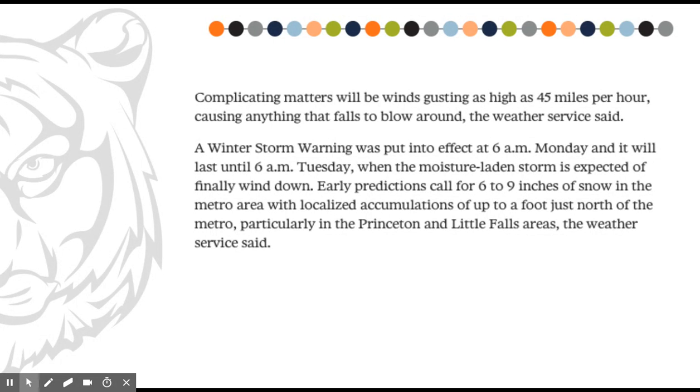Complicating matters will be winds gusting as high as 45 miles per hour, causing anything that falls to blow around, the Weather Service said. A winter storm warning is put into effect at 6 a.m. Monday, and it will last until 6 a.m. Tuesday when the moisture-laden storm is expected to finally wind down. Early predictions call for 6 to 9 inches of snow in the metro area, with localized accumulations of up to a foot just north of the metro, particularly in the Princeton and Little Falls areas, the Weather Service said. If you didn't know what localized accumulations meant, how could you figure it out within context of this sentence?